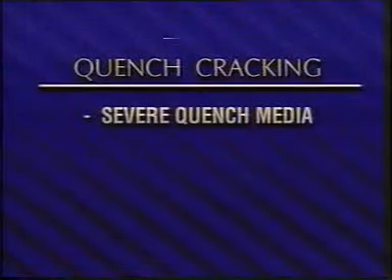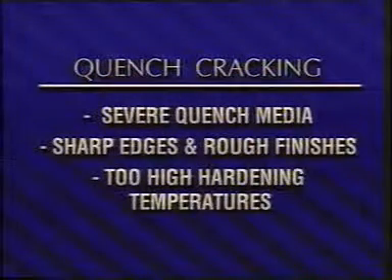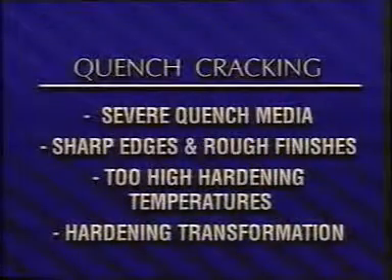Quench cracks in steel originate from volume changes that occur in hardening. The transformation of austenite to martensite always expands with unfavorable conditions, and this may result in cracking. Many conditions promote the formation of quench cracks: quenching media that are too severe, sharp edges and rough finishes, hardening temperatures that are too high, and hardening transformation that occurs last in the center of the part.